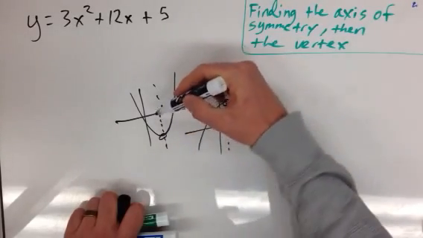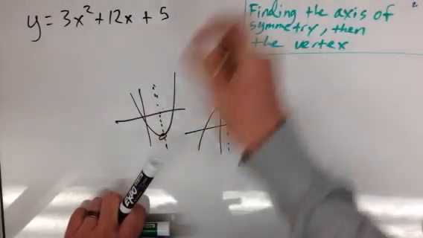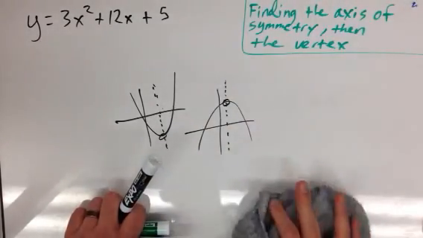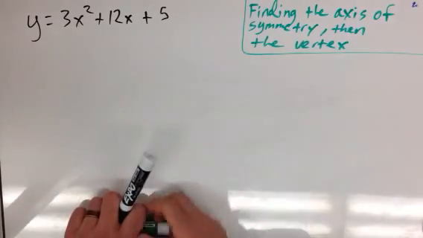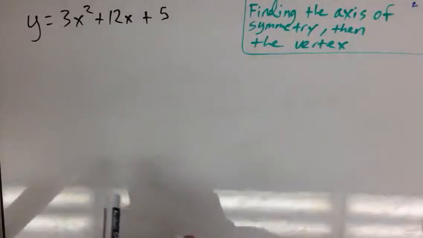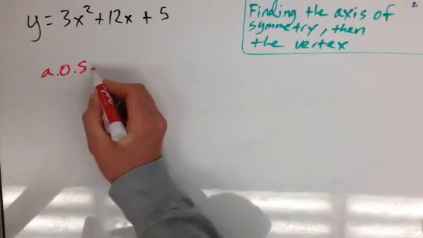So there's my axis of symmetry. Kind of got off kilter there a little bit, and the vertex is right there. So the axis of symmetry is the key to finding the vertex. So that's what we're going to do. We're going to find the axis of symmetry of this parabola, and then we're going to plug it back in to find the vertex. So let's start with that axis of symmetry.